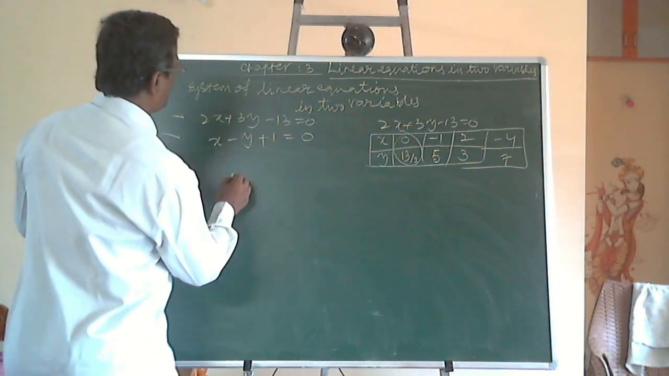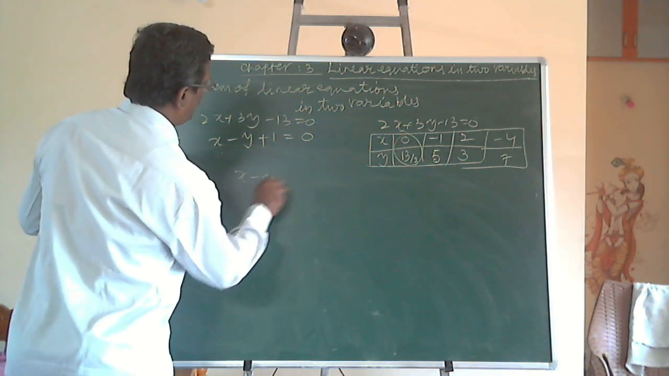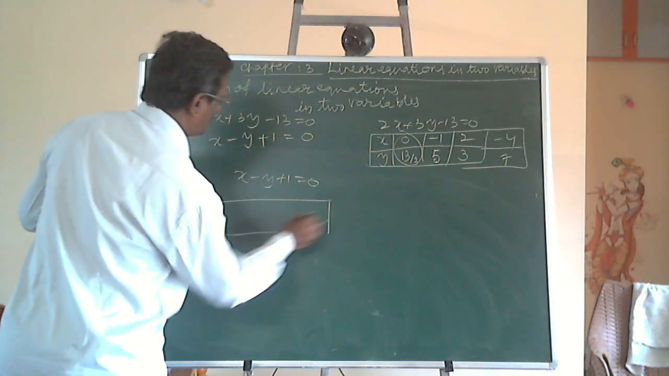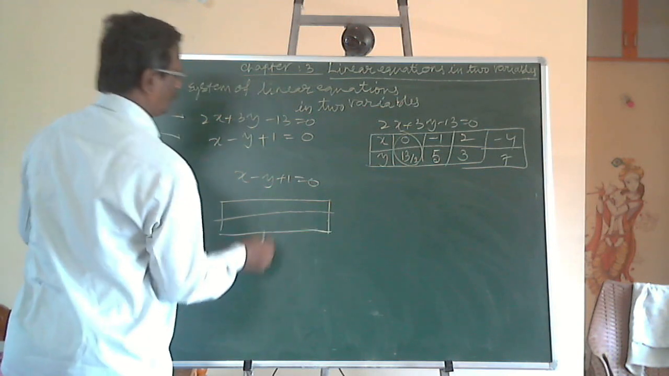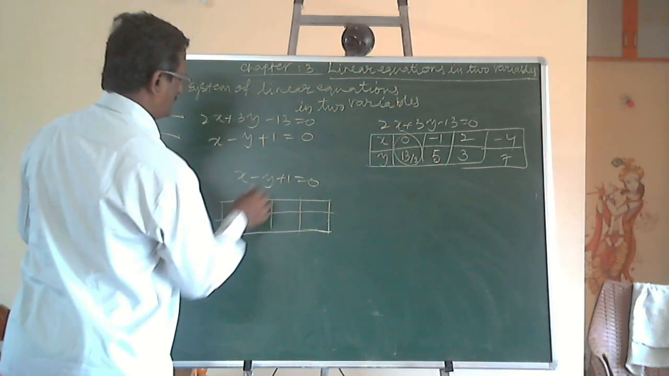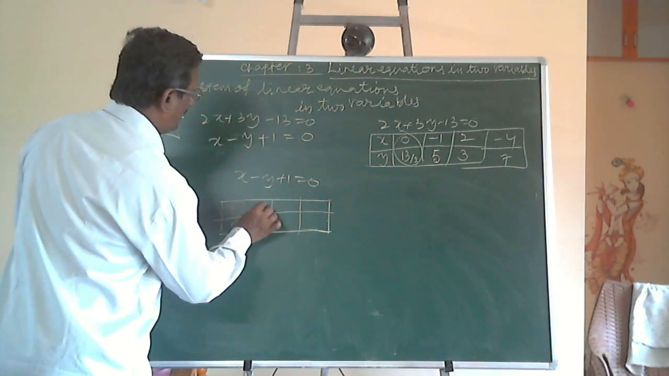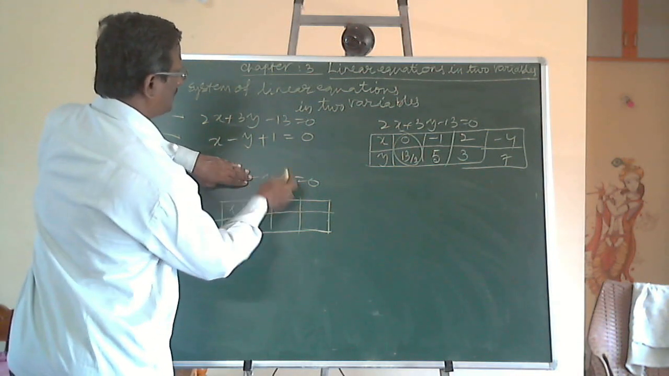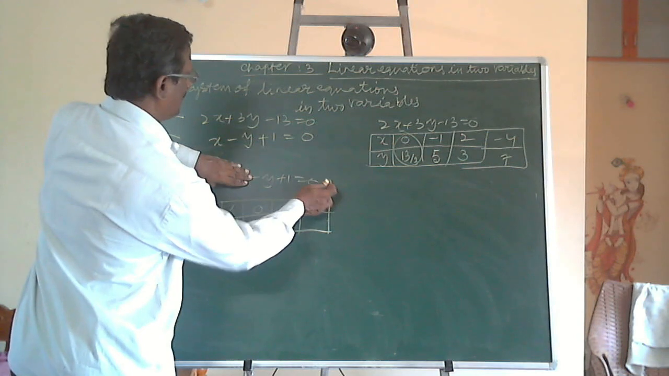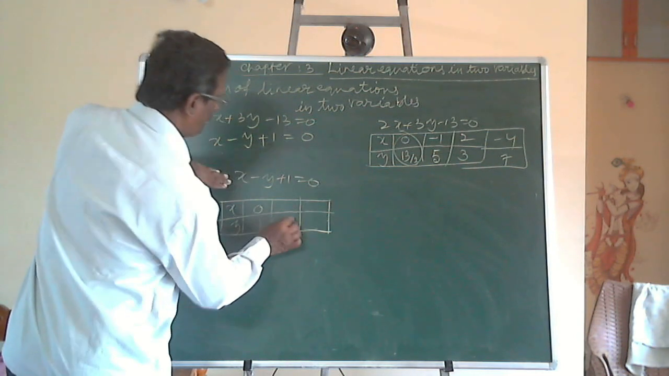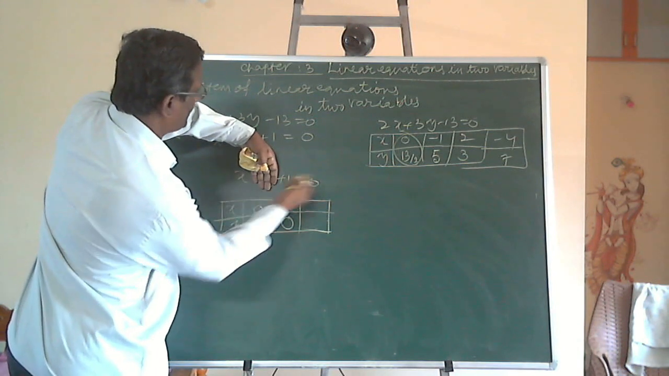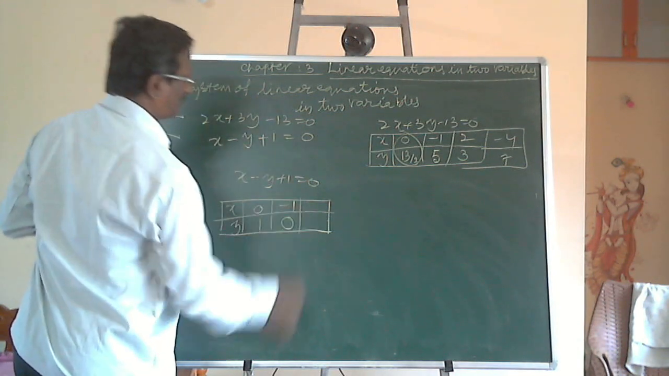Similarly, for the second equation, x minus y plus 1 is equal to 0. Here the x, y coefficients are 1, 1, so we can easily get the solutions. If x is equal to 0, then minus y plus 1 is equal to 0. Minus y goes to that side, so y is equal to plus 1. If y is equal to 0, x plus 1 is equal to 0, so x is equal to minus 1.